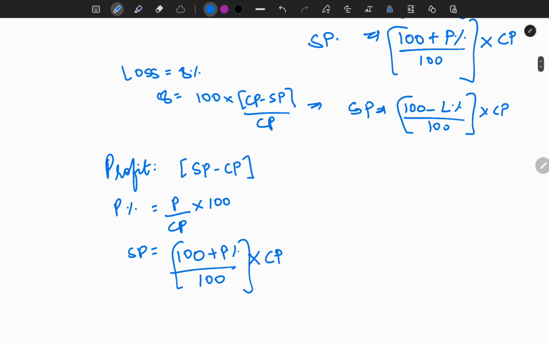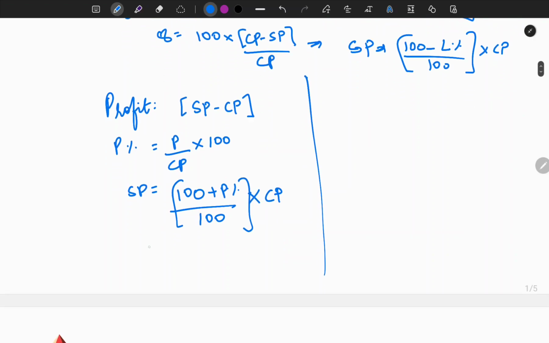Your selling price is (100 plus profit percent) upon 100 into cost price. And your cost price would actually be, in case of profit, 100 upon (100 plus profit percent) into SP.